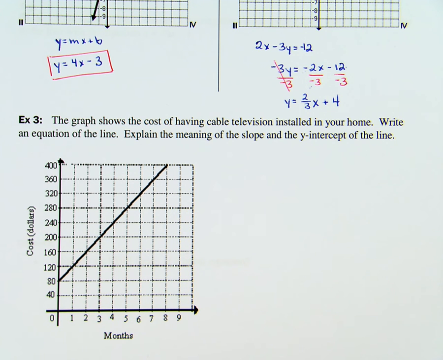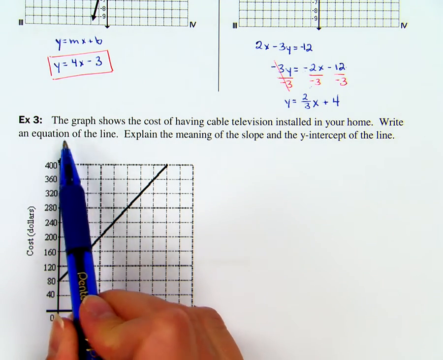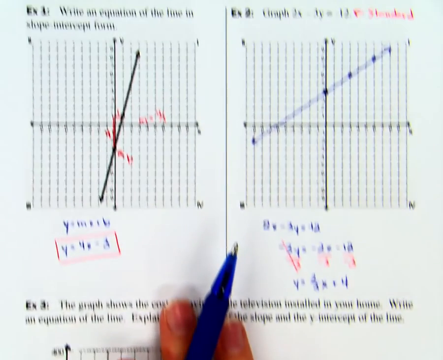The graph shows the cost of having cable television installed in your home. Write an equation of the line. Explain the meaning of the slope and the y-intercept of the line. Well, the first part asks us to write the equation. So we want to do the same thing we did in problem 1.